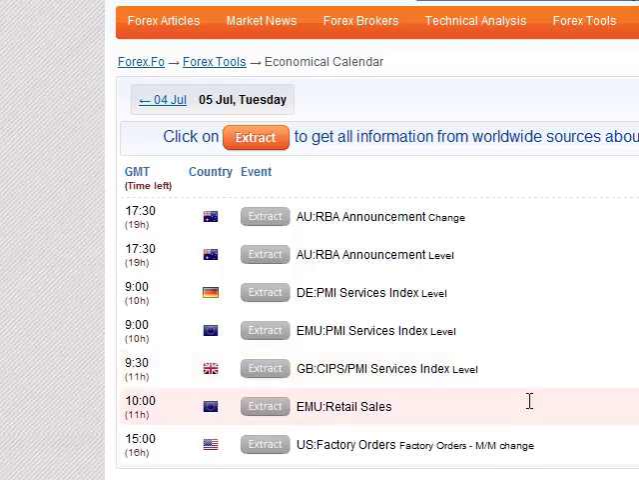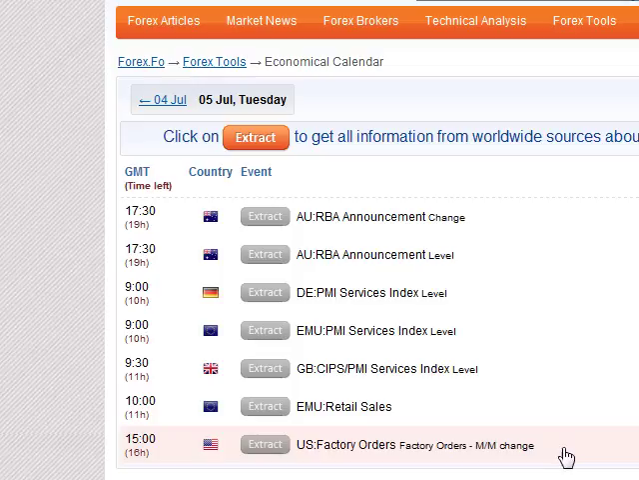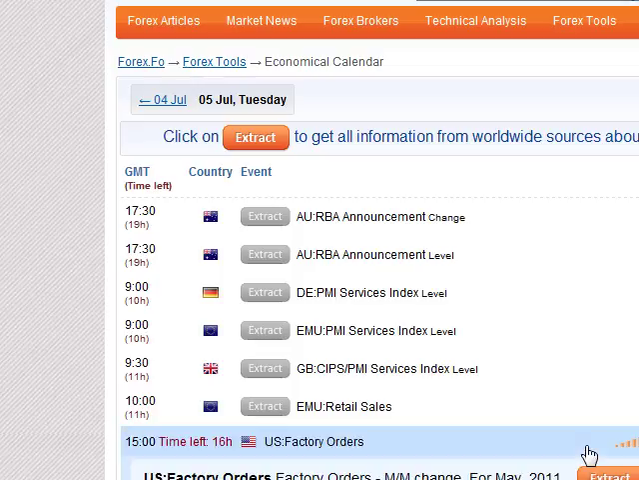We have retail sales, which will give us insight into the status of the consumer and the retail companies, whether or not they're making their sales month over month. And then we have factory orders, which is about the businesses and how many orders are being placed with each manufacturing company in the States.